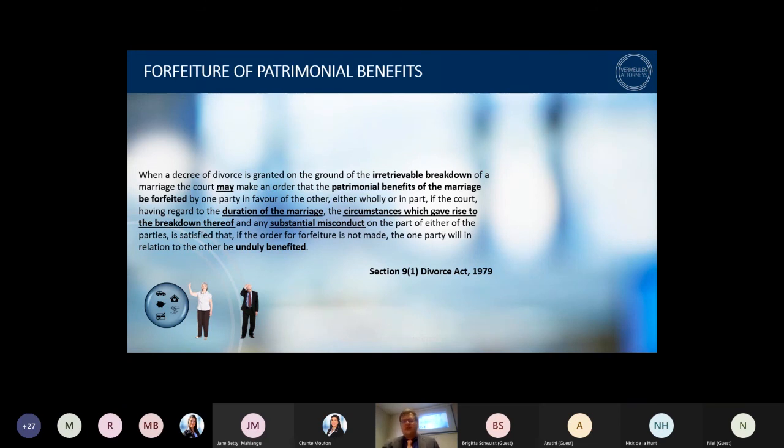But consider this, folks, the Divorce Act of 1979 introduced forfeiture. Fault was done away with as a requirement for divorce in that legislation. Fault is no longer a requirement for divorce, but fault is alive and well in our law, folks. Look at section 9.1, it looks at substantial misconduct. Look at section 7.2, when looking at things like spousal maintenance, the court looks at the conduct of the parties.